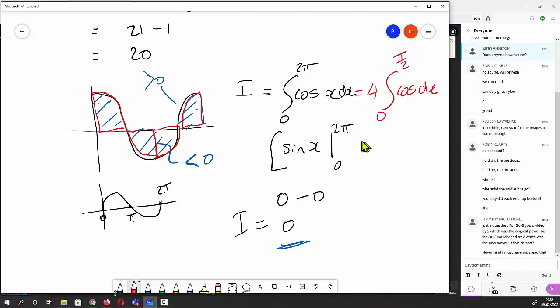So now what's going to happen is that's going to equal 4 times sine x from 0 to pi over 2, and that's going to equal, well, here's my sine of pi over 2, which is 1. Here's my sine of 0, which is 0, so it's 1 minus 0, and that's inside a bracket times 4. So the answer is 4.